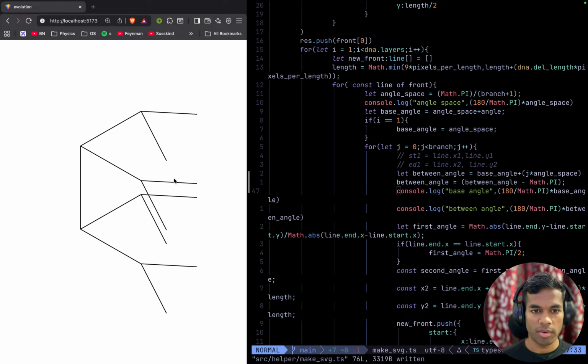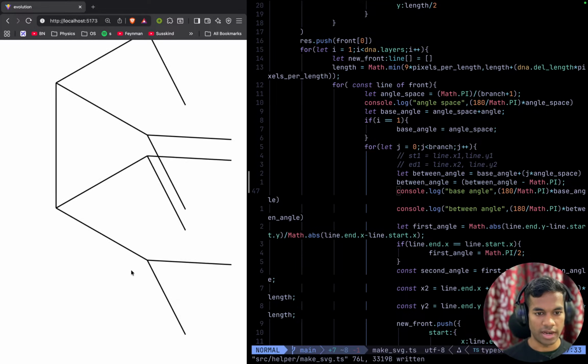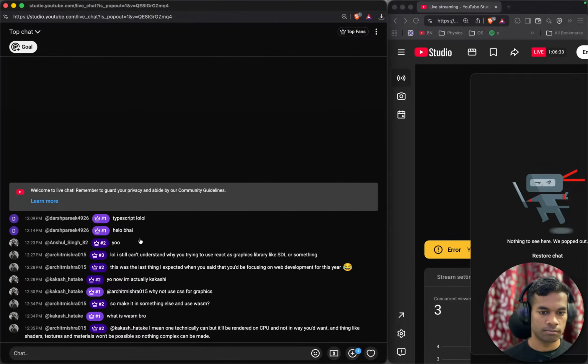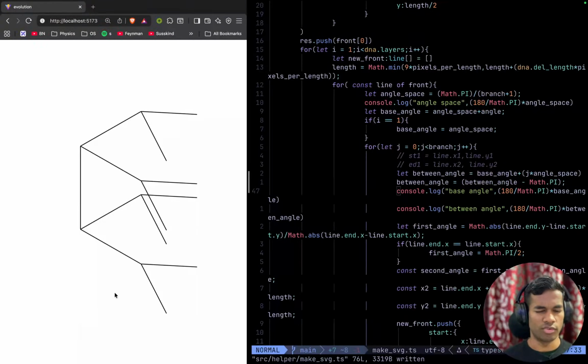Okay, here the problem is that these lines, these pairs are not changing their angle with the line that they are branching out of. All of these four acute Pac-Man like angles are in the same orientation and not changing with the base of the line that they are coming out of. That is not very good. So make it in something else and use WASM or just use React.